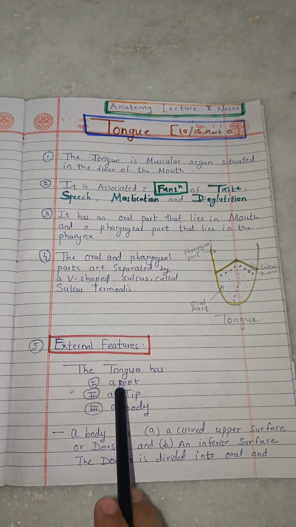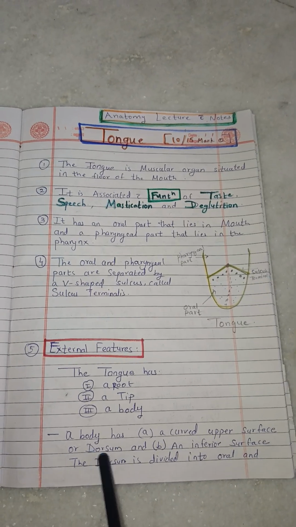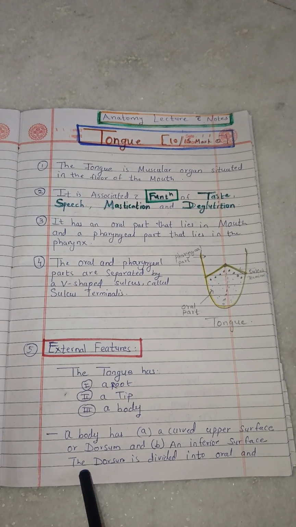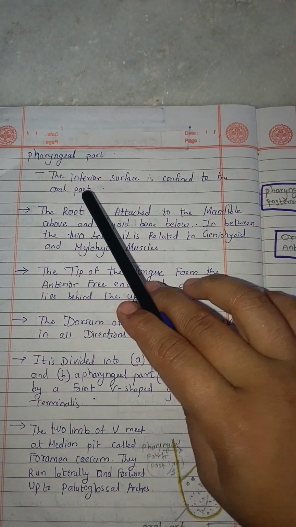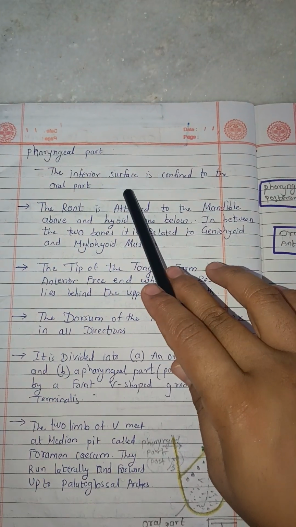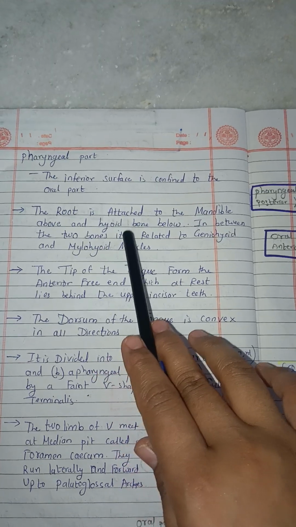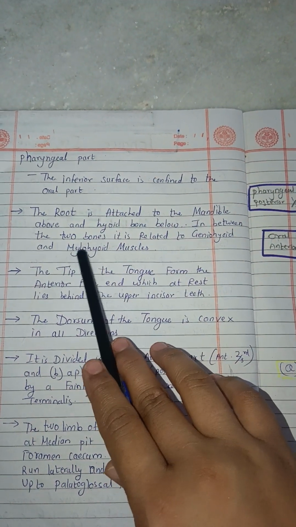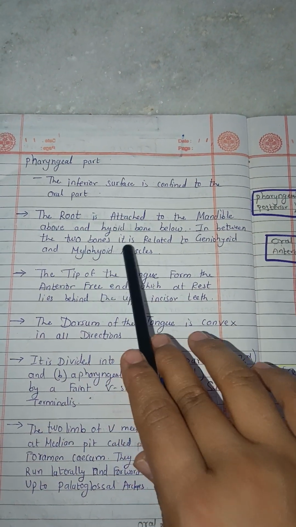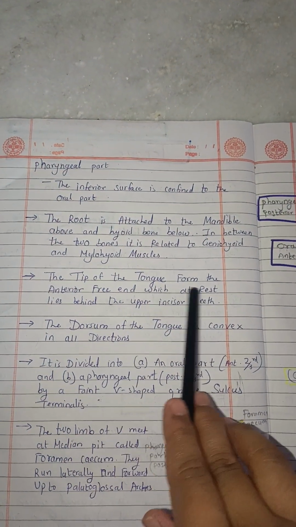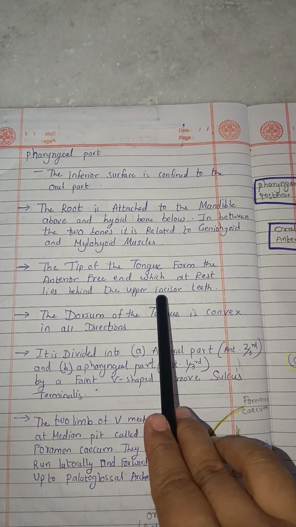The tongue has a root, a tip and a body. The body has a curved upper surface or dorsum, and an inferior surface. The dorsum is divided into an oral and a pharyngeal part. The inferior surface is confined to the oral part only. The root is attached to the mandible above and the hyoid bone below. Between the two bones it is related to the geniohyoid and mylohyoid muscles. The tip of the tongue forms the anterior free end, which at rest lies behind the upper incisor teeth.